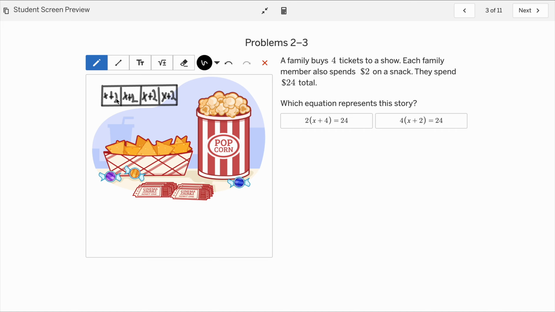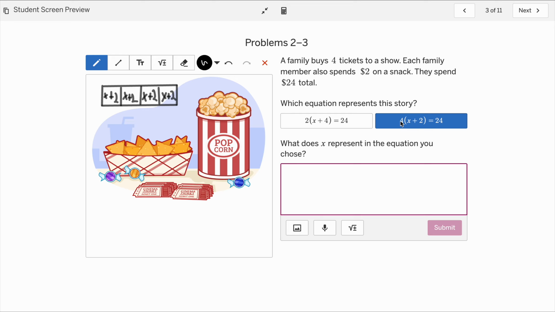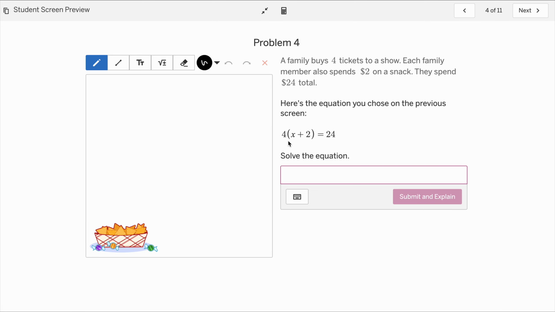So I know if I have 4 boxes or 4 tickets, and they also spend $2, obviously it's going to be represented by this expression because there are 4 family members, not 2 family members, and $2 extra spent including the ticket. So X represents the price of the ticket. Okay, and then we move on and we have to find X. Just like we did before, we have to distribute first, do the inverse operation, and then get X by itself.